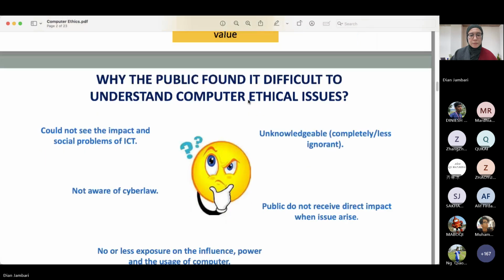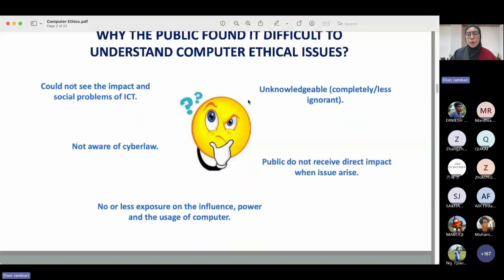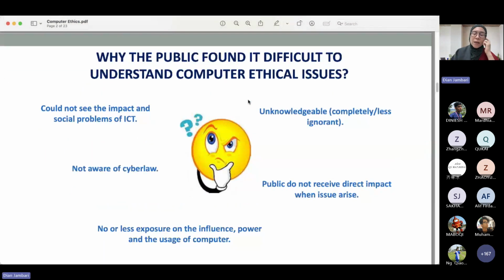Now, with those underlying philosophies as to the need to learn about computer ethics, computer ethics or ethical values in our professional field is not as straightforward and easy to comprehend. Now we are computer experts.